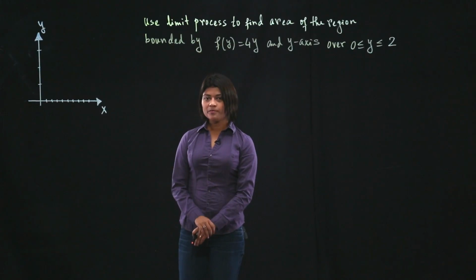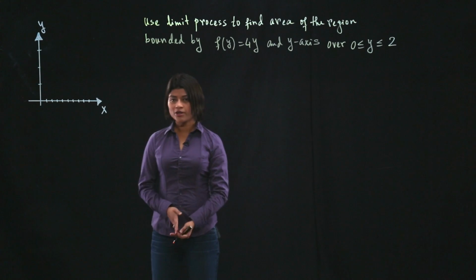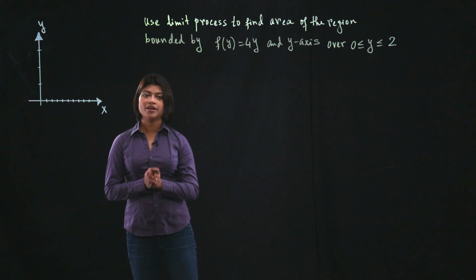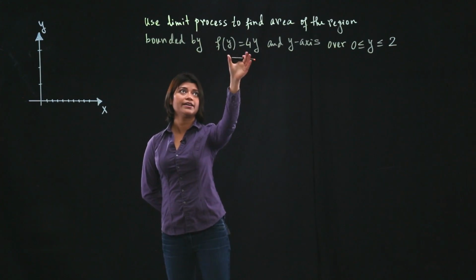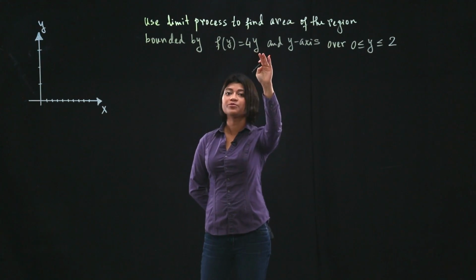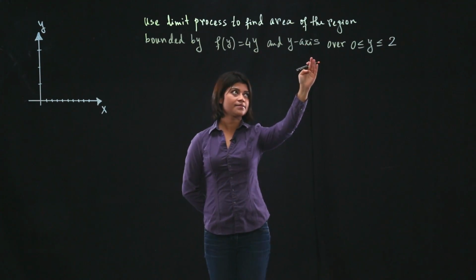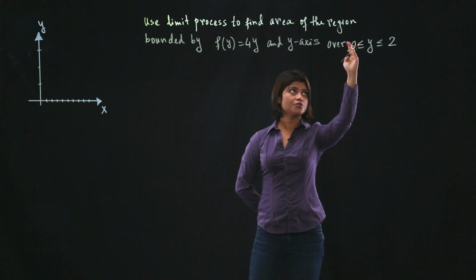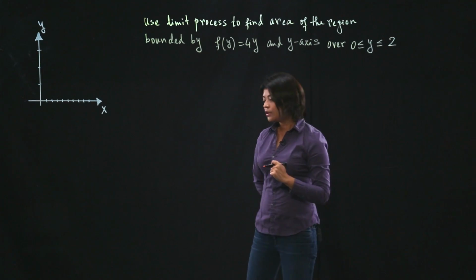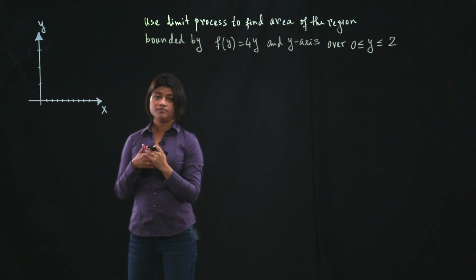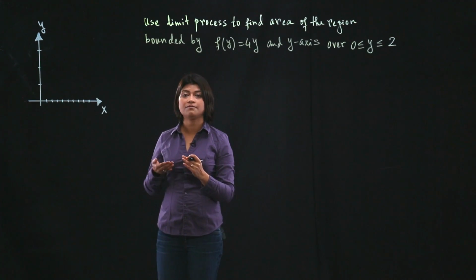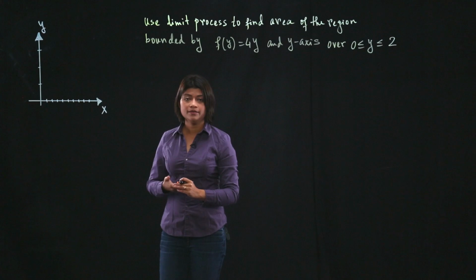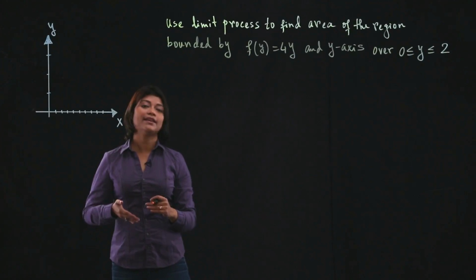Hello, I'm Papia. In today's problem, we are going to use the limit process to find the area of a region. The region is bounded by the function f of y equals 4 times y and the y-axis between y values 0 to 2. So you know that we use our basic limit process. We just find the area of an arbitrary rectangle, add all the areas, and then take the limit.